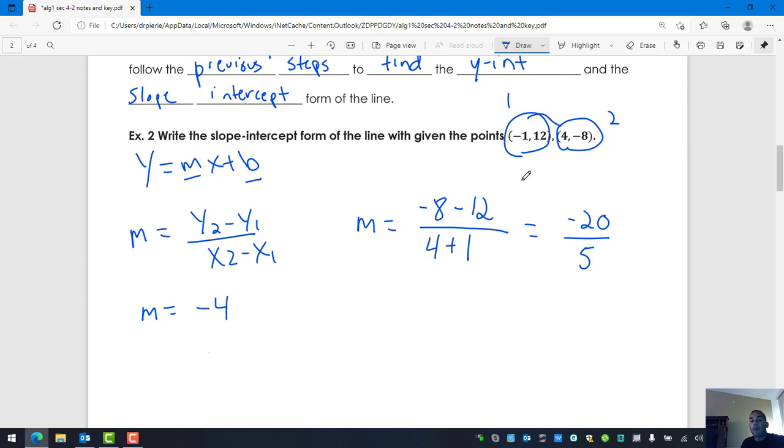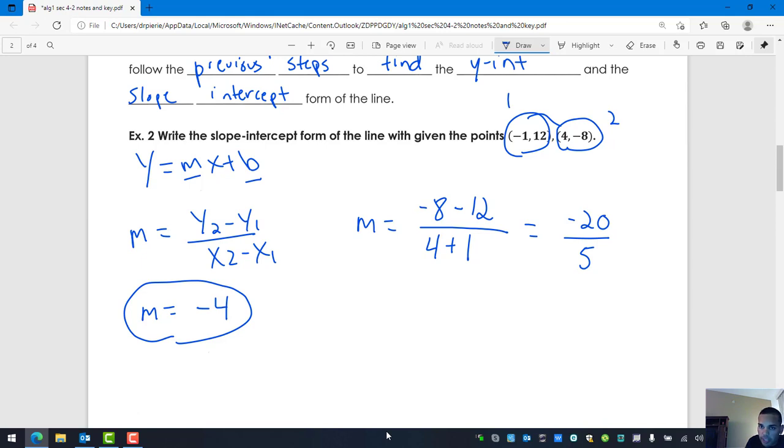Okay, so I found my first piece. I found the slope of this line by using my slope formula between these 2 points. I know that the line that's going to cross through these 2 points has a slope of -4. Okay, so I found the m piece of my slope-intercept form. Now I need to find that y-intercept. Okay, we're basically at the exact same point that we were with the previous question. I've got a slope and I've got a point.